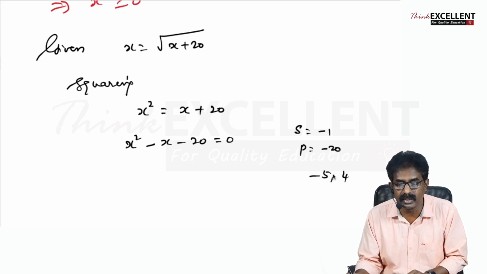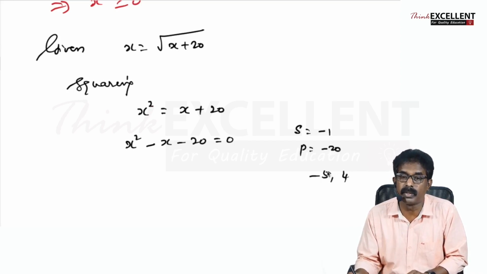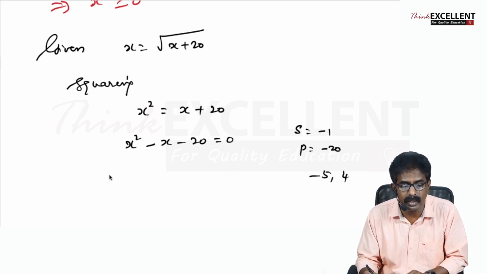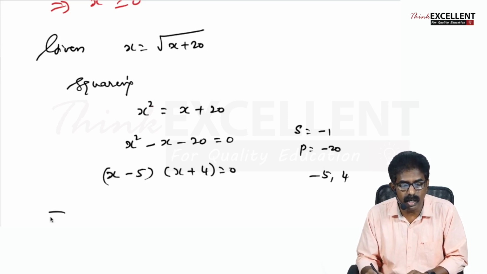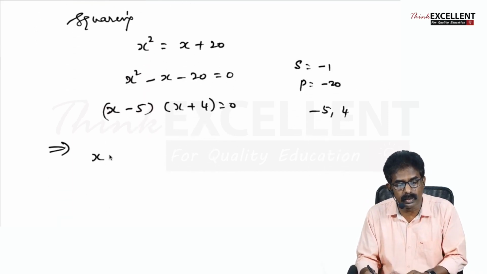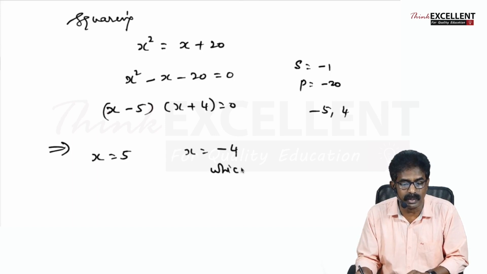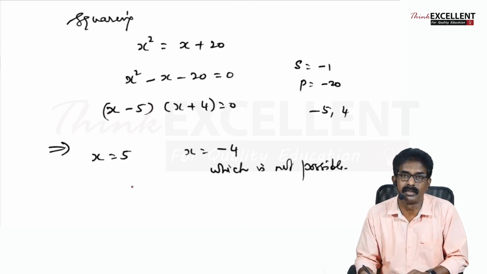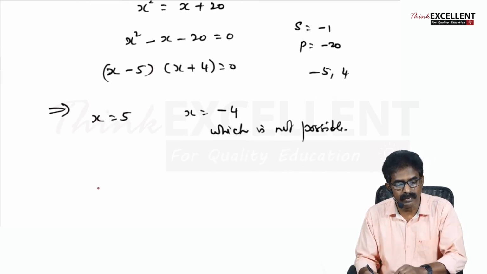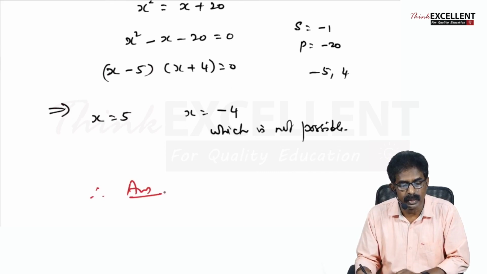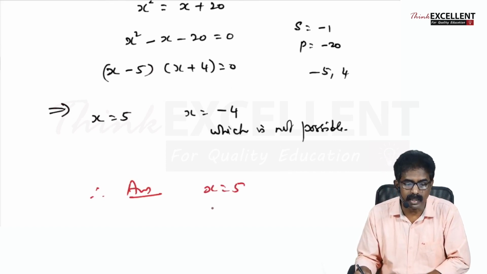Check it: when you add, you are getting minus 1. When you multiply, you are getting minus 20. Coefficient is 1, so straight away you write (x minus 5)(x plus 4) equal to 0. When you solve, two values you are getting: x is equal to 5 or x is equal to minus 4, which is not possible because we know x must be at least 0. So therefore the only answer you are getting is x equal to 5. Okay, that's the only answer.